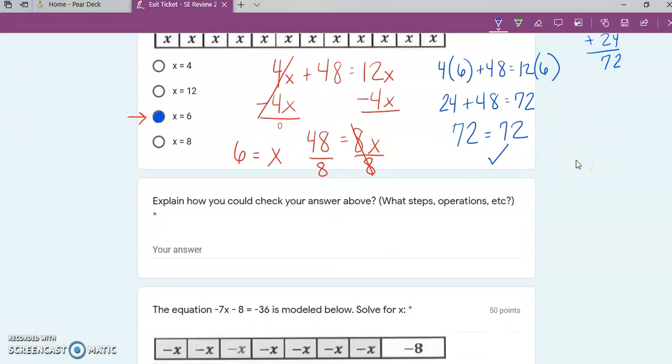So moving down, it says explain how you could check your answer above, what steps, operations, etc. So again, I'm just plugging in 6 wherever there's an x. So plugging in 6 for all of the x values. So wherever there's an x, I plugged in that 6 to multiply by, and that's what I did. So that's my explanation right here.